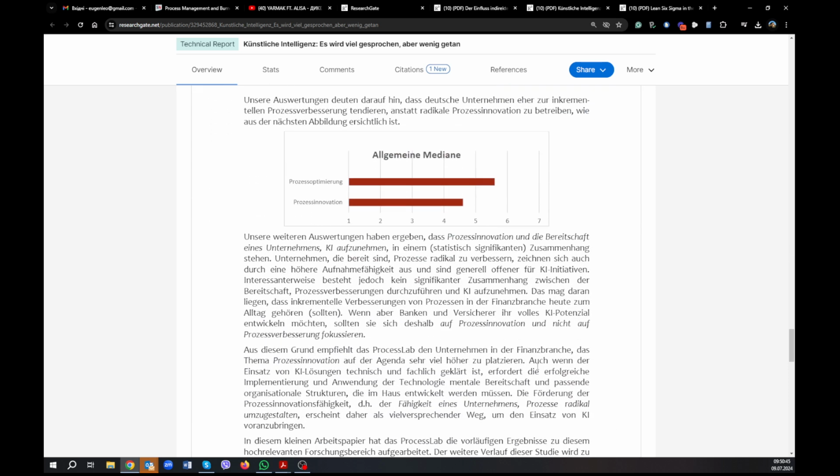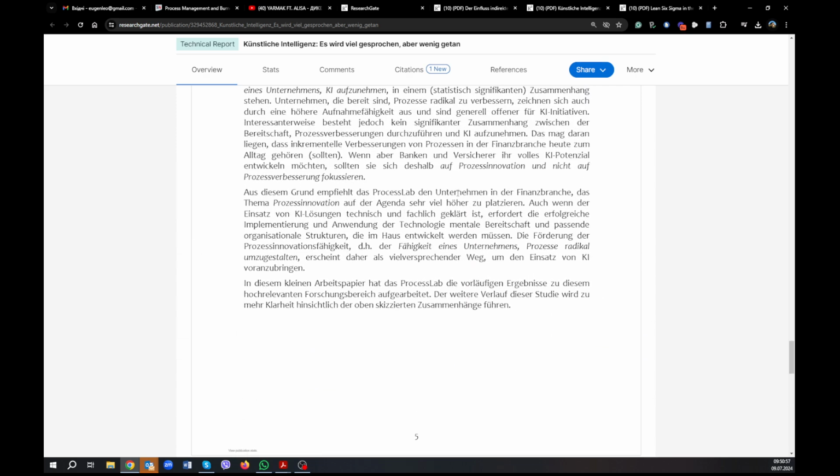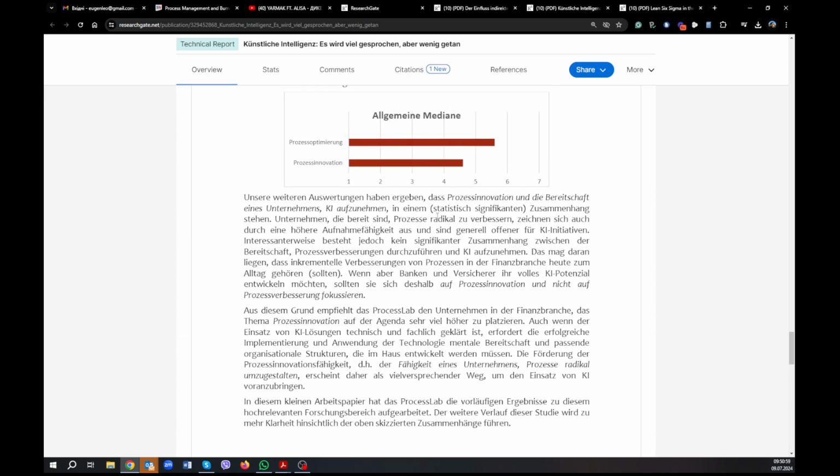Short summary, and showing the most important things at the end. It was the process optimization, process innovation, or incremental process innovation, radical process innovation. What is the usage of AI in these fields? And this was actually the summary instead of a summary.